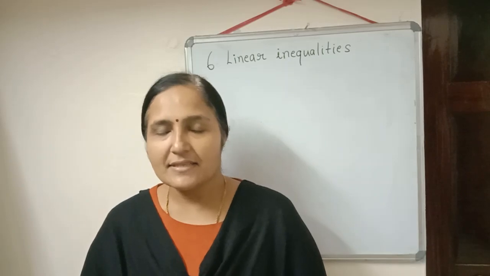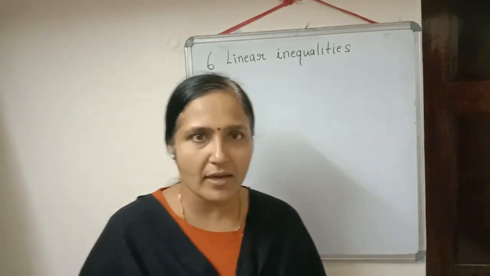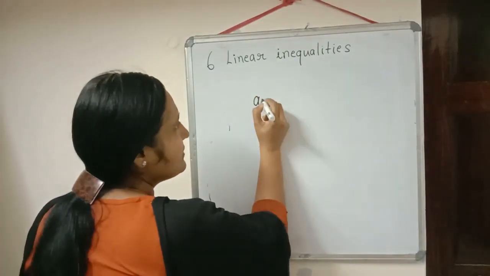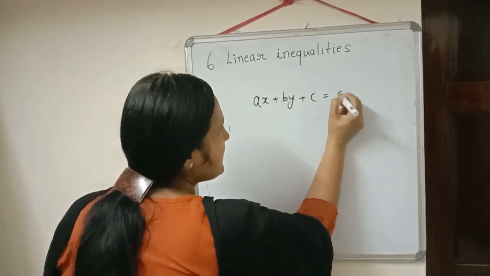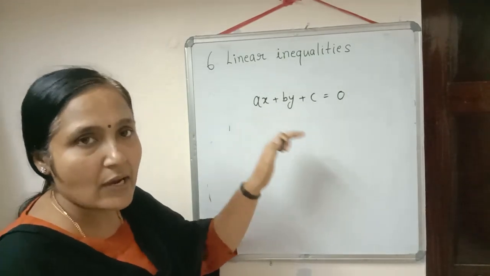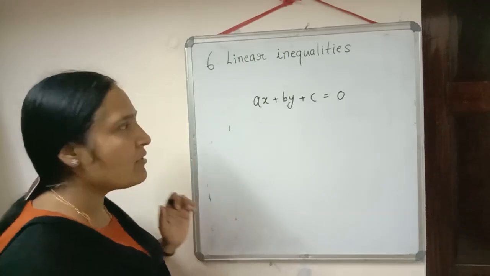In the previous classes you discussed linear equations. What is a linear equation? We studied that a linear equation in two variables is of the form ax + by + c = 0. This is the general form of a linear equation in two variables. In one variable also you studied.